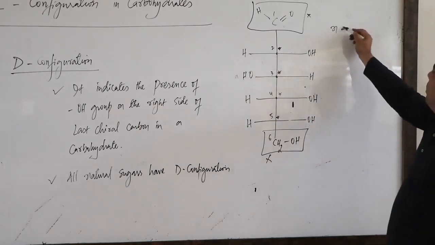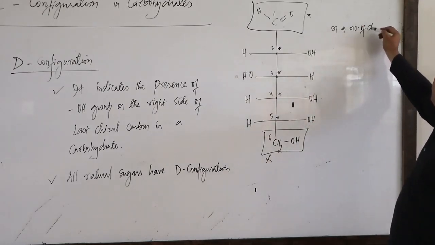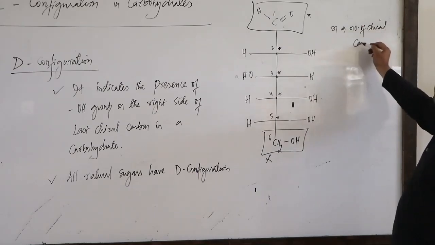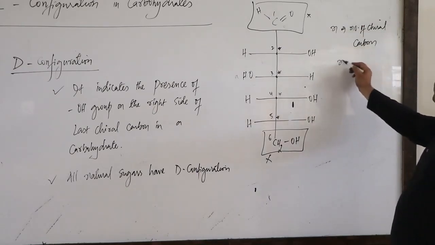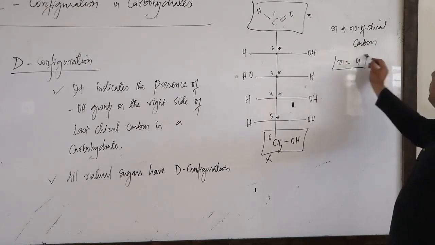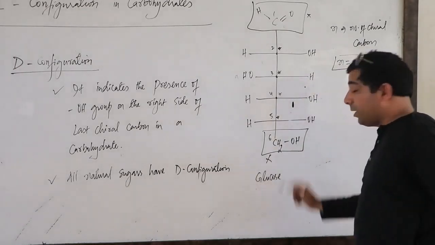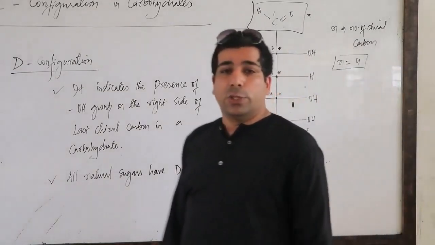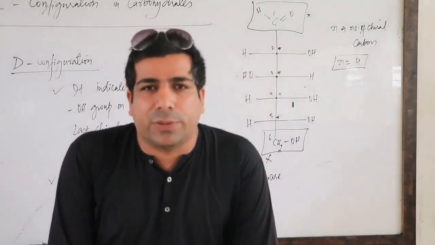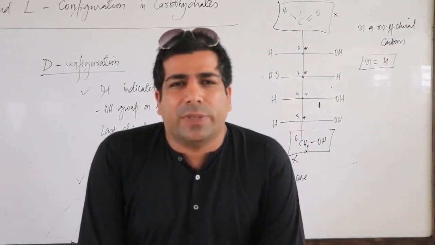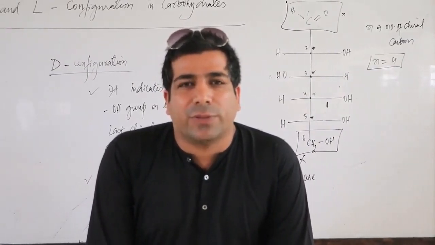So N stands for the number of chiral carbons. Tell me how many chiral carbons are here? So N is equal to 4. So our glucose molecule has 4 chiral carbons. How many? 4 chiral carbons. So will it be optically active or inactive? Experimentally it has been found that it's optically active.